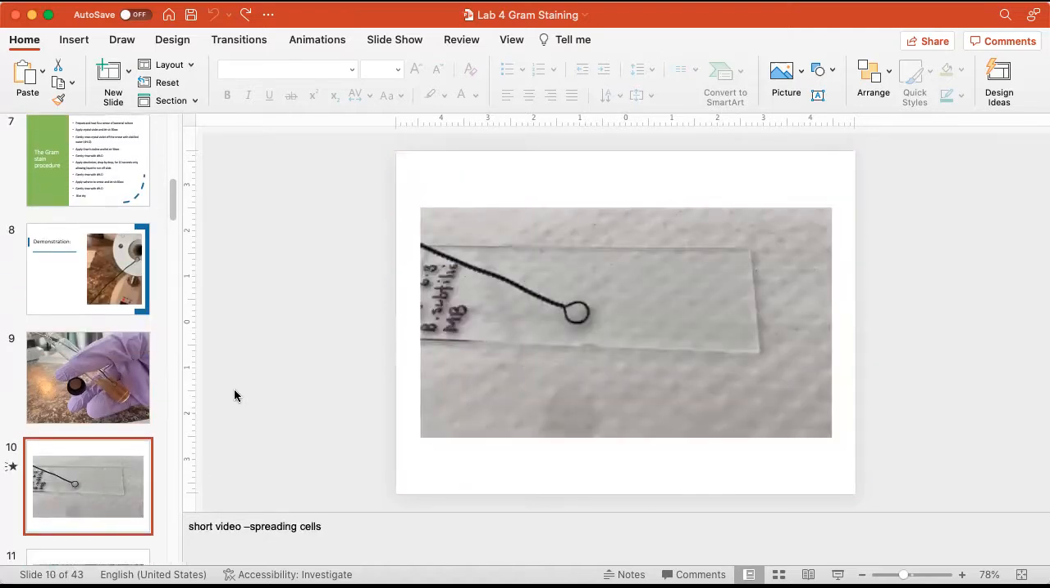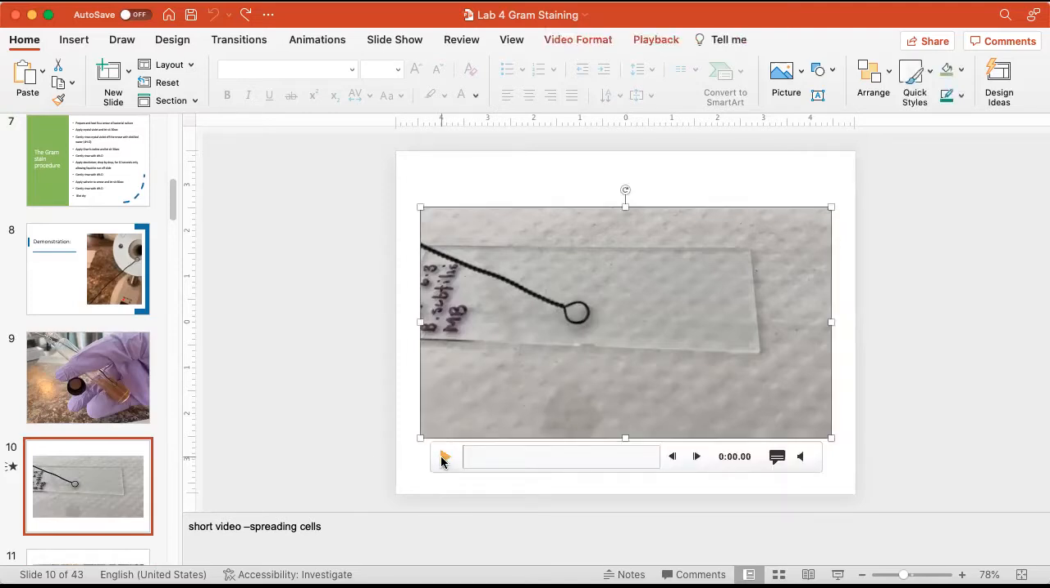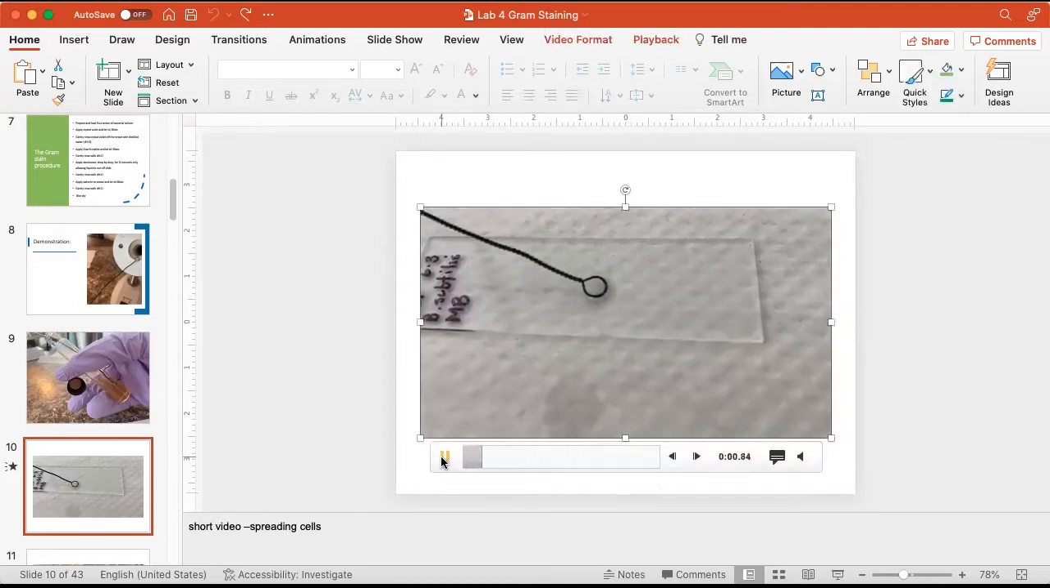Next thing I'm going to do is take the fluid that's collected in the loop, and I'm going to spread it out onto the middle third of my microscope slide. Remember, we always label our slides, especially if we're planning to keep them. I just have a quick video clip here to show this process.